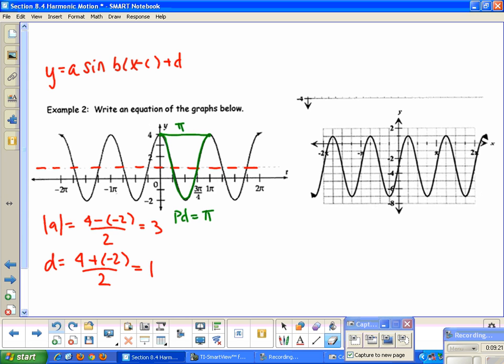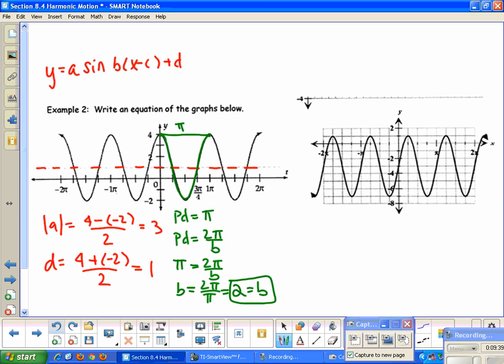So remember that the period equals 2 pi over b. So in this case, pi equals 2 pi over b. So b would be equal to 2 pi over pi, which is equal to 2. So this is, again, my b value. Then from there, the next thing I need to figure out is if I have a phase shift.